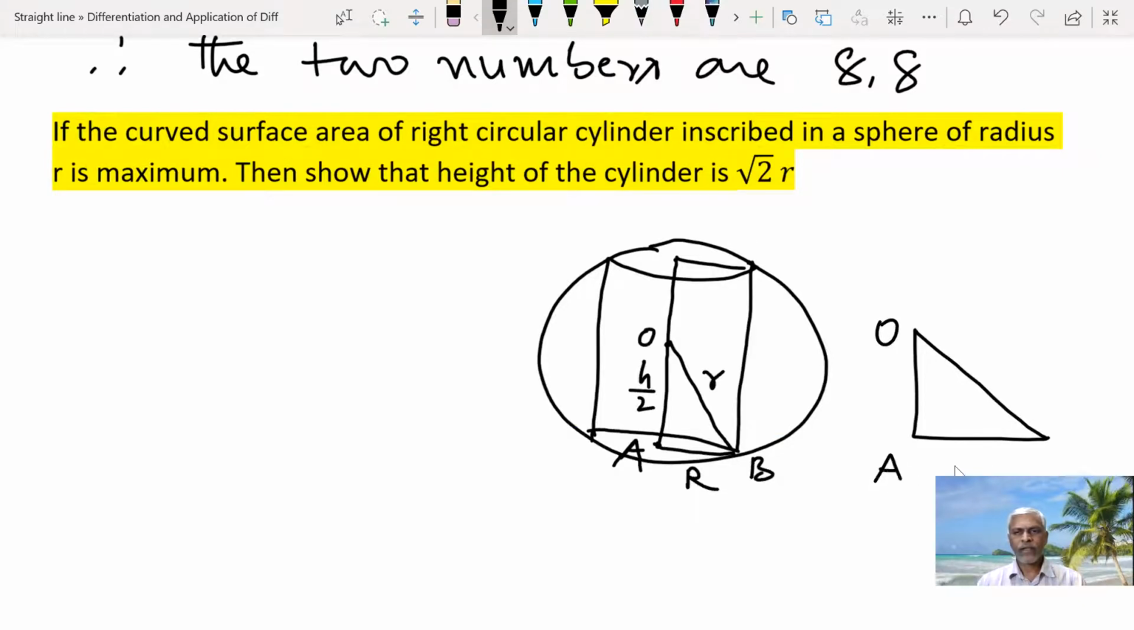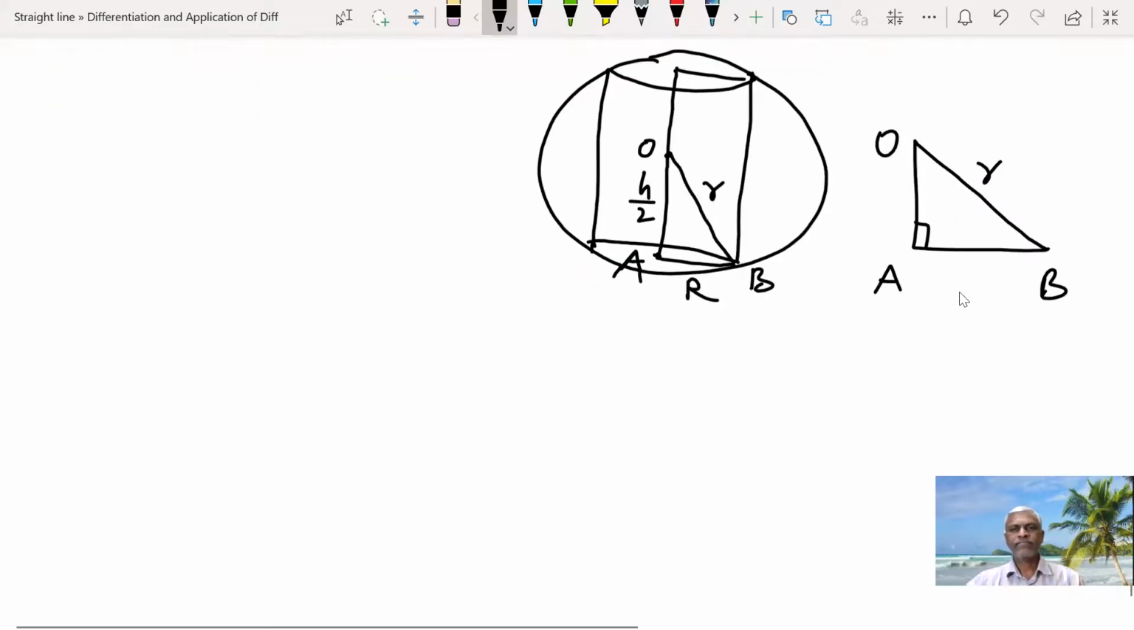OAB is a right triangle where OB is the hypotenuse, the radius of the sphere, small r, and AB is the radius of the cylinder, capital R, and OA is half of the height of the cylinder, h by 2.